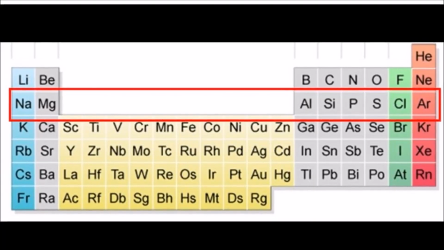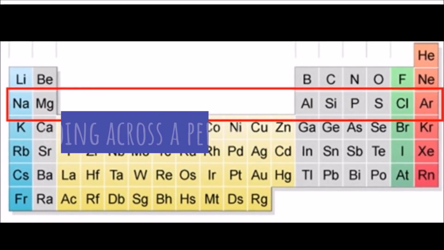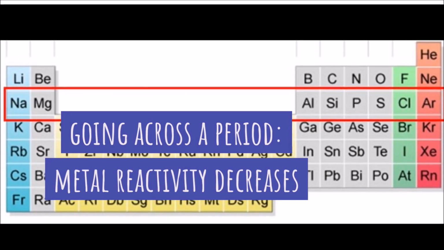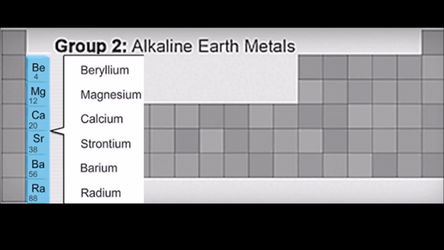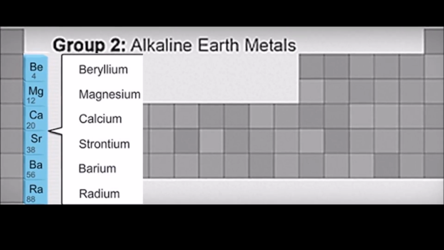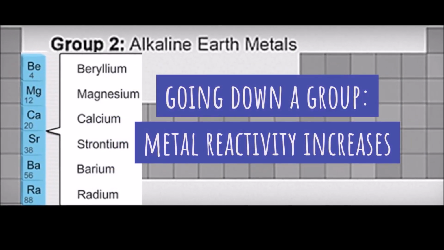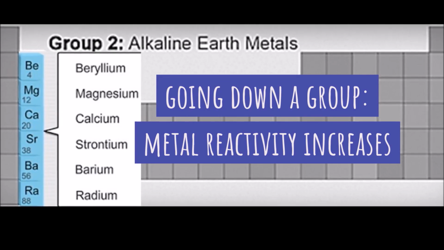Magnesium and aluminum are in the same period, so the reactivity of metals decreases going from left to right. Magnesium and calcium are in the same group, so the reactivity of metals increases going from top to bottom. But why does this happen?